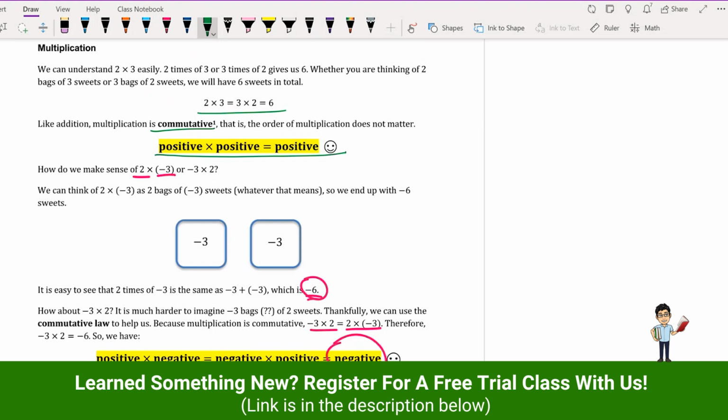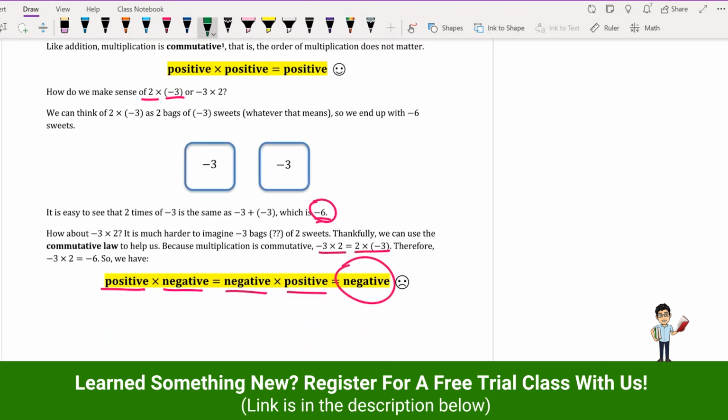Okay, never mind. This is the same as this. Okay, doesn't matter. So this one, primary school, we know already. A positive number times another positive number, you end up with a positive number. Nothing special. Come, let's talk about 2 times -3.